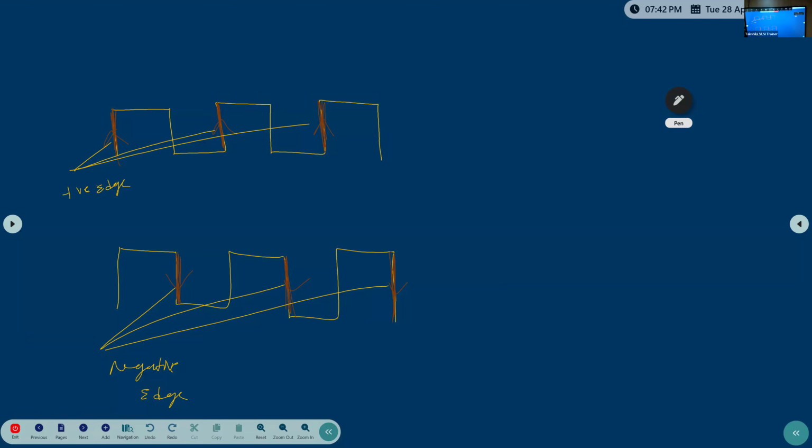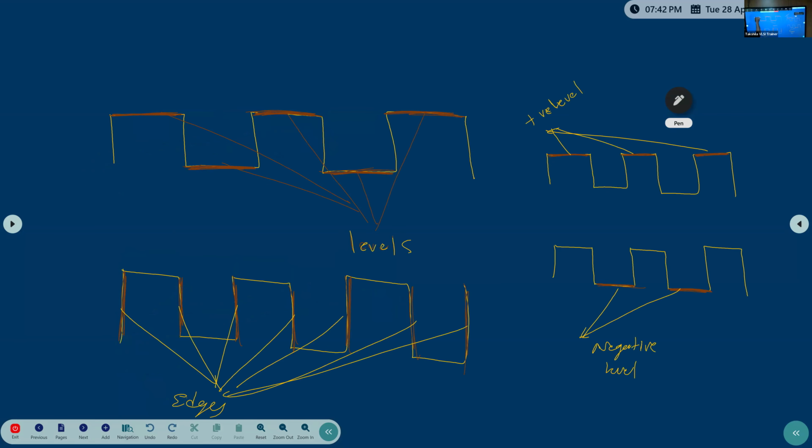So how am I saying this is a positive edge? The clock signal which goes from 0 to 1 is a positive edge. The clock signal which goes from 1 to 0 is a negative edge. In the same way, when the clock reaches 1, that is a positive level. When the clock reaches 0, that is a negative level. Clear? Any questions, any doubts?